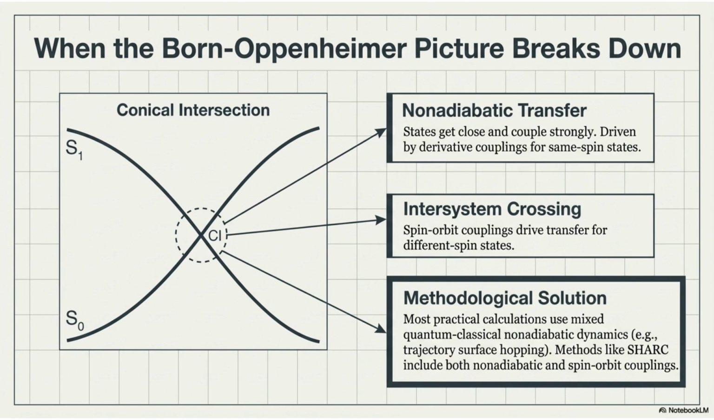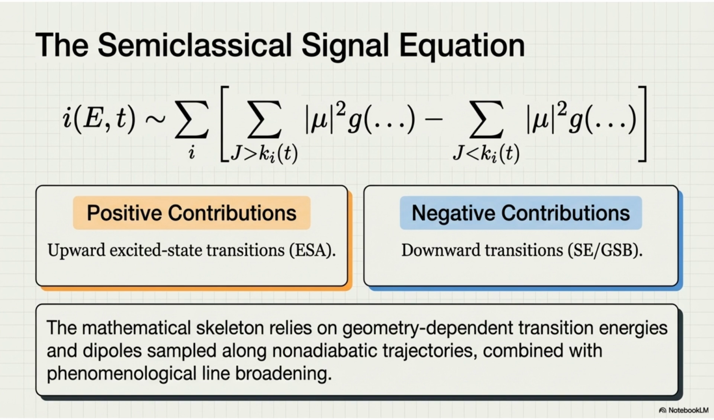The Born-Oppenheimer picture breaks down at points like conical intersections. Non-adiabatic transfer and intersystem crossing occur here. Practical calculations use mixed quantum classical non-adiabatic dynamics to address these phenomena. The semi-classical signal equation shows the balance between positive contributions from excited state absorption and negative contributions from stimulated emission and ground state bleach. This relies on geometry-dependent transition properties sampled along non-adiabatic trajectories.